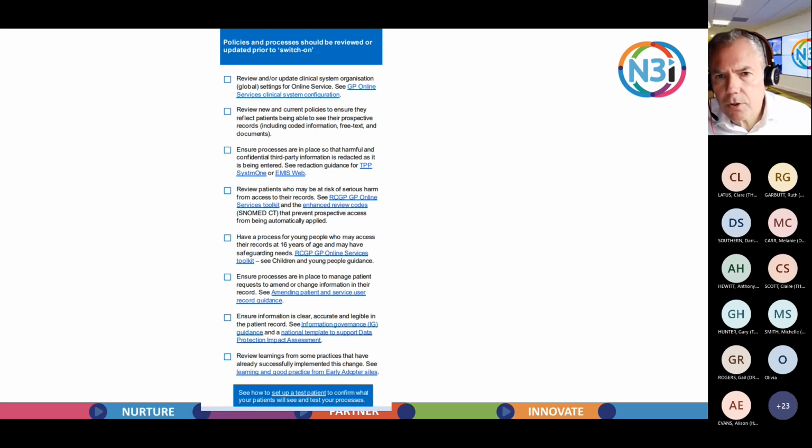Review new and current policies to ensure they reflect patients being able to see their prospective records, if you have policies and processes that describe to staff how they deal with information. In terms of patients being aware of it, you may want to put together a short paragraph to add to your privacy notice to say that, in line with contractual requirements, patients will have online access. They can set up the NHS app themselves and they will get online access to their records. This one's clearly very important.